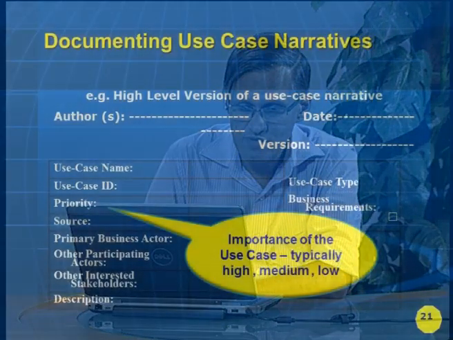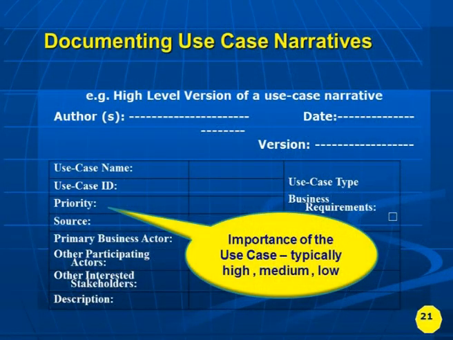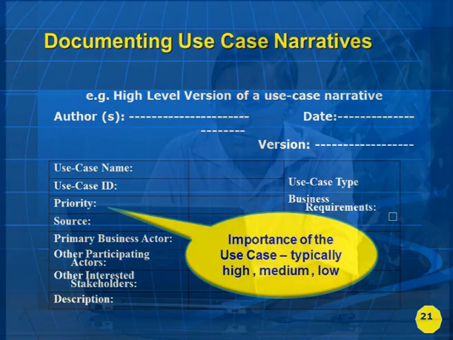This is an example of documenting a use case narrative, the high-level version, where you can see the priority, to see how important the use case is. It is typically high, medium, or low. And then you have the source, where you show the entities that trigger the creation of the use case.